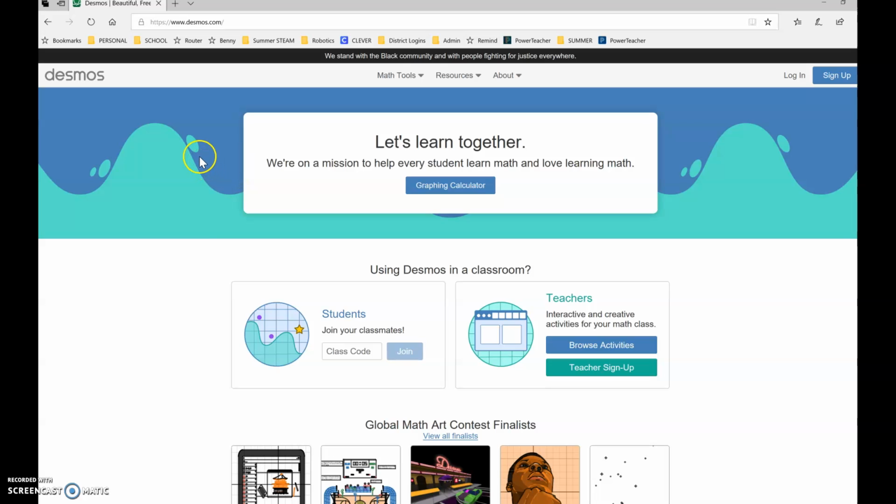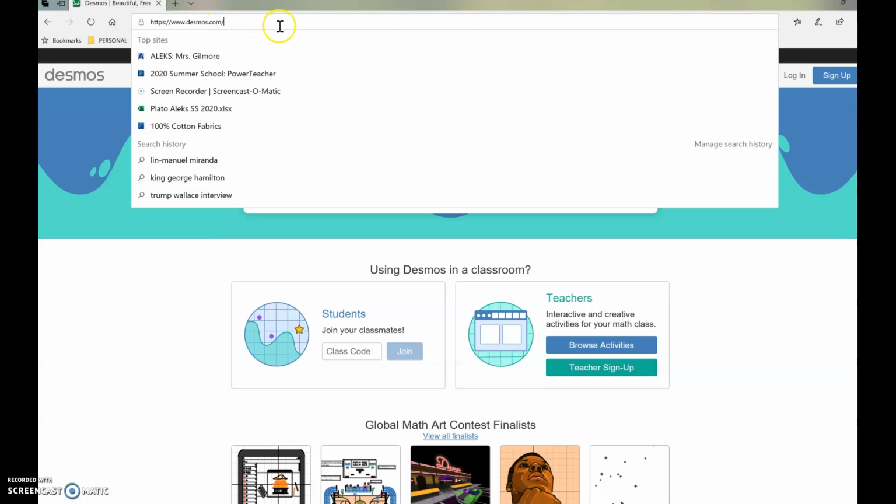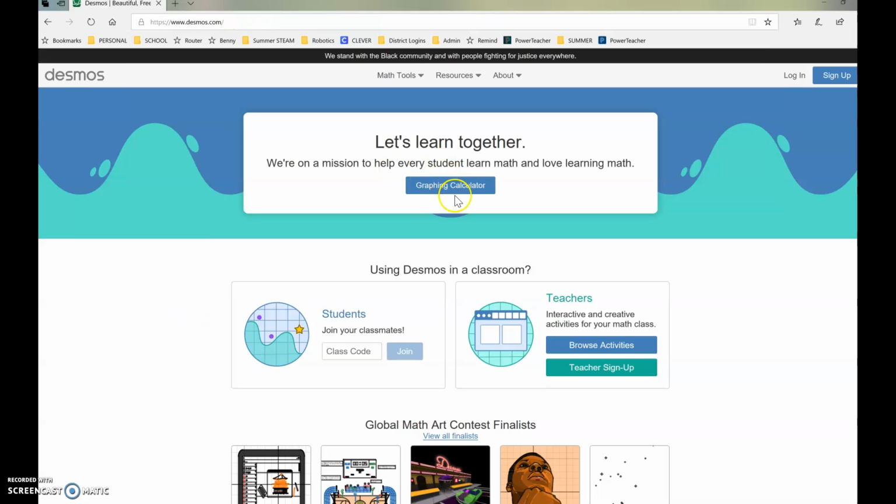I just wanted to give you all a quick little tutorial on a website called Desmos.com. Desmos is incredibly helpful, especially if you are working on Aleks topics at home alone and you need some assistance. Desmos is an online graphing calculator, and the website is just Desmos.com.